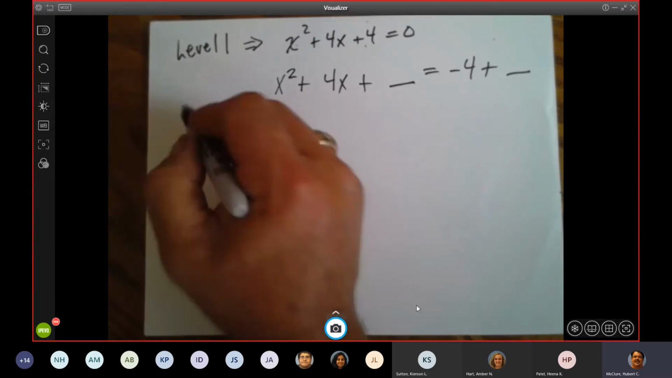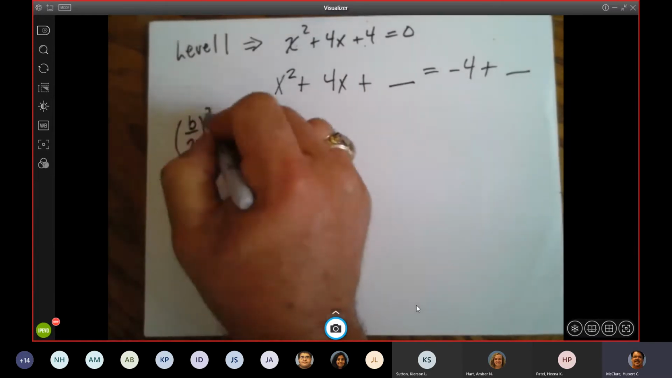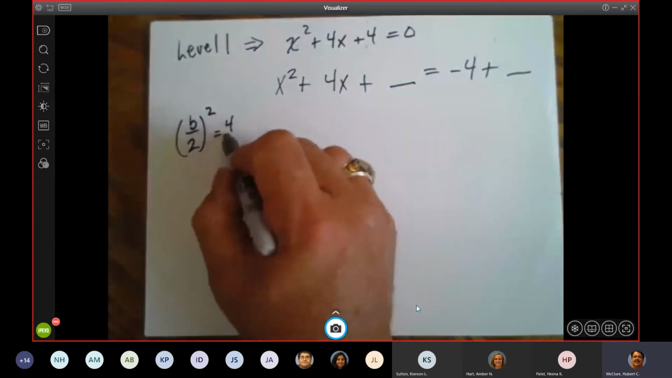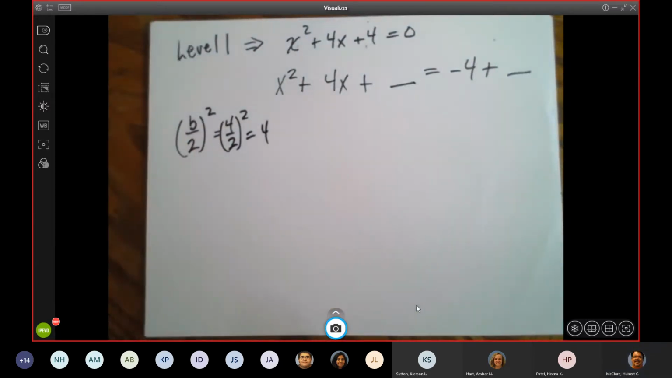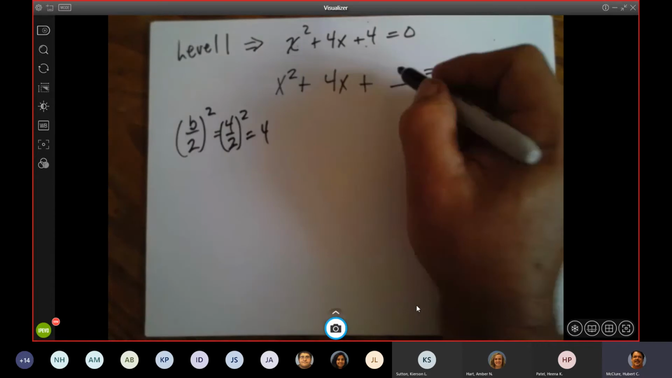Next, I take b divided by 2 and I square it. So that'd be 4 divided by 2 squared, which will equal 4. 4 divided by 2 is 2. 2 squared is 4. And I put that 4 there, and I put that 4 there.